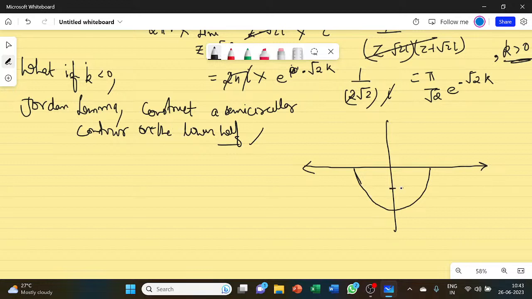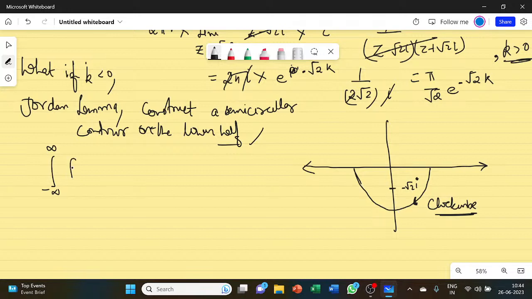one thing is clear. Now the singularity that will be inside is minus root 2 iota, and don't forget that this integration is going in this direction. So basically it is going in the clockwise direction. Why? Because this k is less than 0. So for example, if I have to take it from minus infinity to infinity, if k is less than 0, then it will go from infinity to minus infinity. So just to balance it, I have to take a contour which is oriented clockwise.